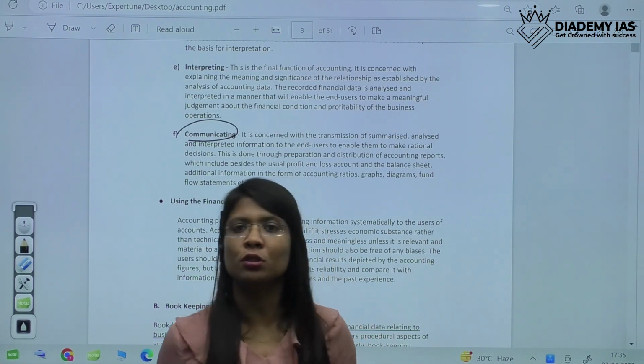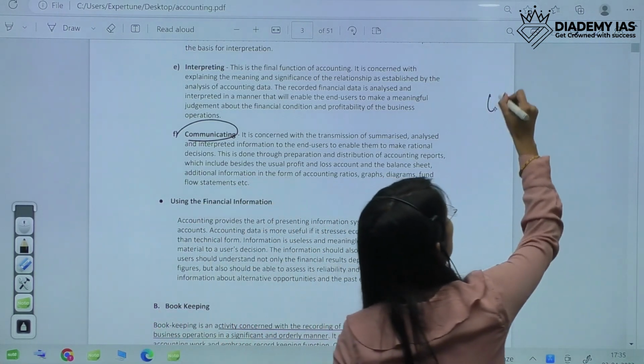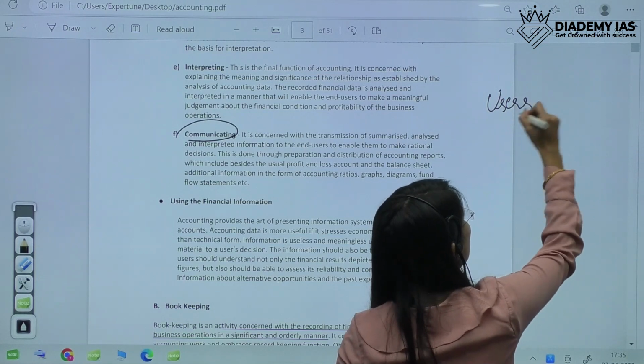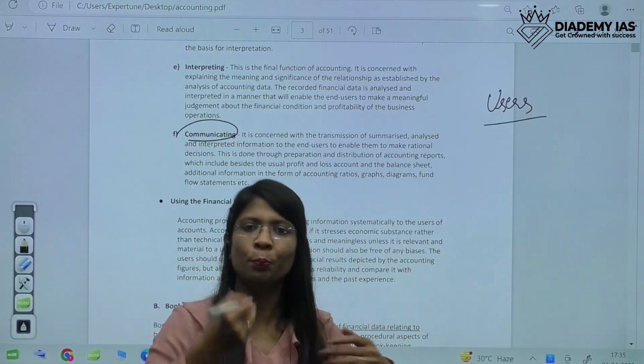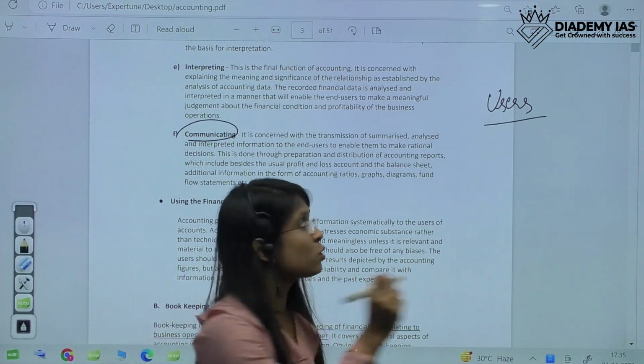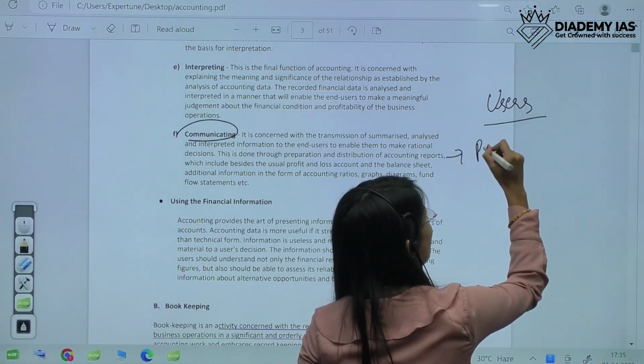So who would be the users of the financial statements? That could be a question asked, and it must be coming to your mind also: who will be the users of the financial statements? You, me, everyone would be a user. So first of all, the public.